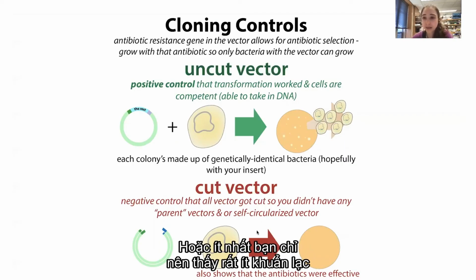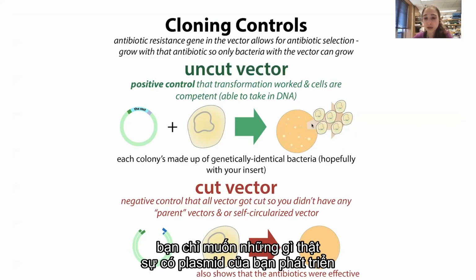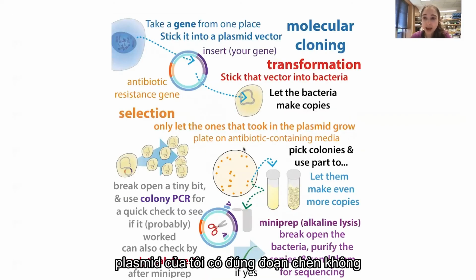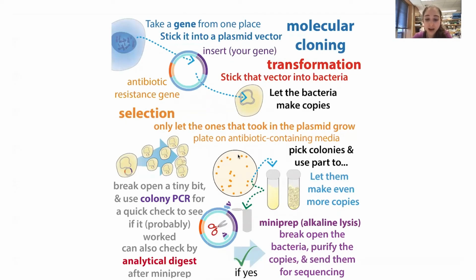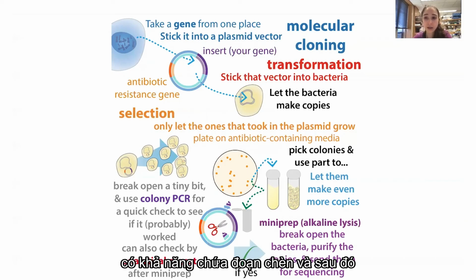You can use something similar if you're doing a SLIC method, to make sure you don't have any of the parent, that your DpnI digest worked. These negative controls should also show that your antibiotics were effective, so you only have things growing that actually have your plasmid. Then you're left with the problem of, well, does my plasmid actually have the right insert? There are things we can do to see if it likely has it, and the goal, the real yes it does, is that you have to sequence it.